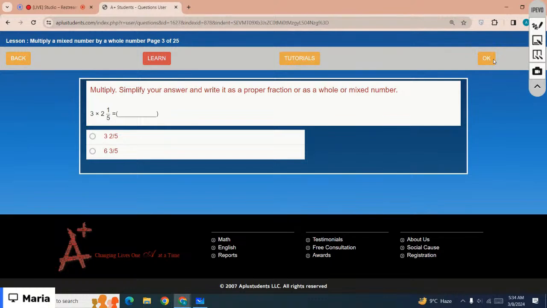3 times 2 whole 1 over 5. So which is the correct option? That is 6 whole 3 over 5. Option number 2 is the correct option.